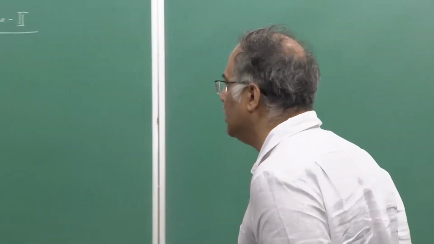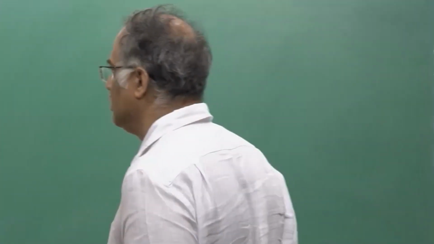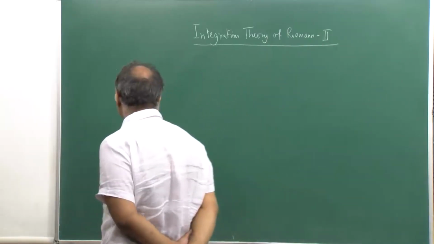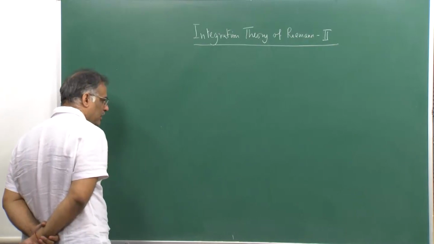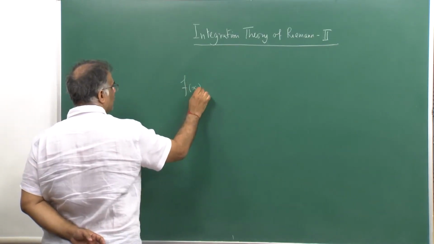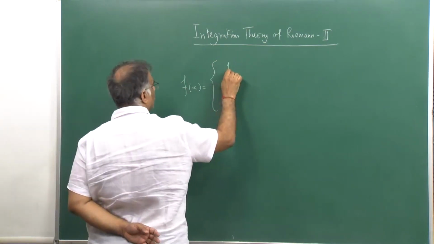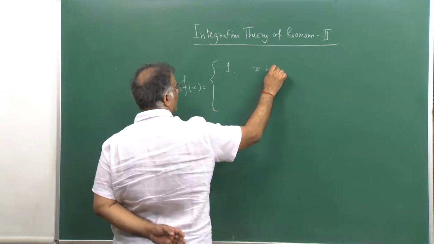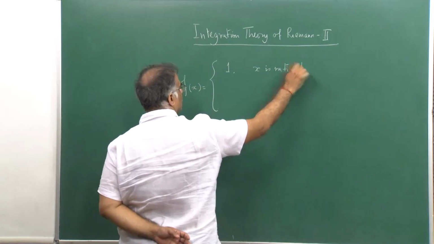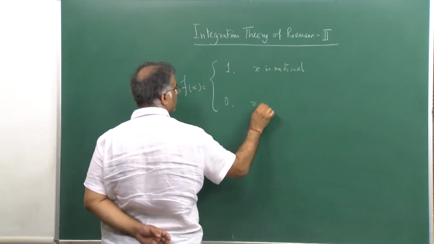Gustav Dirichlet. Dirichlet is very famous in many parts of mathematics, including partial differential equations and all those things. Dirichlet gave him this function, which nowadays is famous as the Dirichlet's function. f(x) is equal to 1 if x is rational, and is equal to 0 if x is irrational.